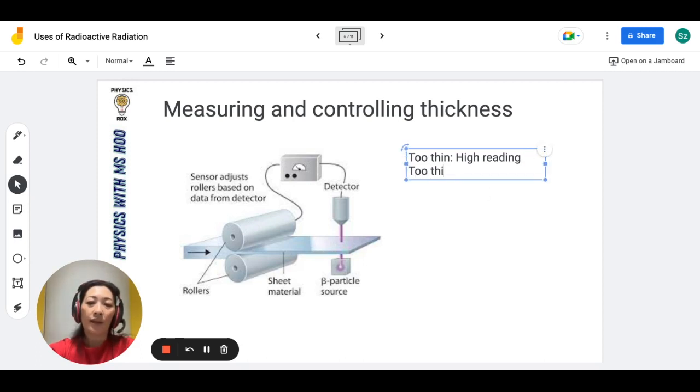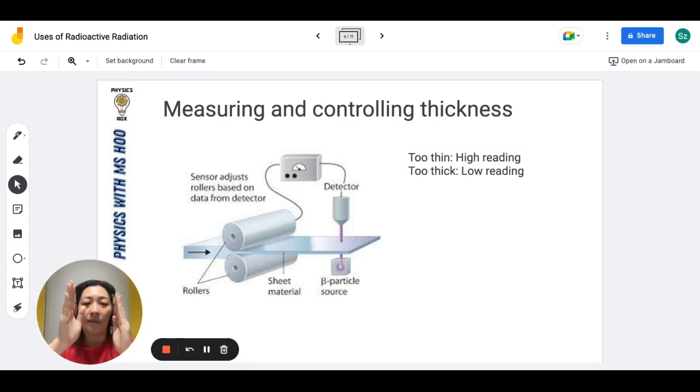But if it's too thick, what happens? Yes, lower reading. When the reading becomes a bit too low, the sensor will inform the rollers to increase the pressure so that it becomes thinner. This is automatic, and normally there's a certain range. You can't have a specific number, oh, it must be this number. There's a specific range that is acceptable for the thickness. If it's outside this range, the rollers will adjust the pressure accordingly.